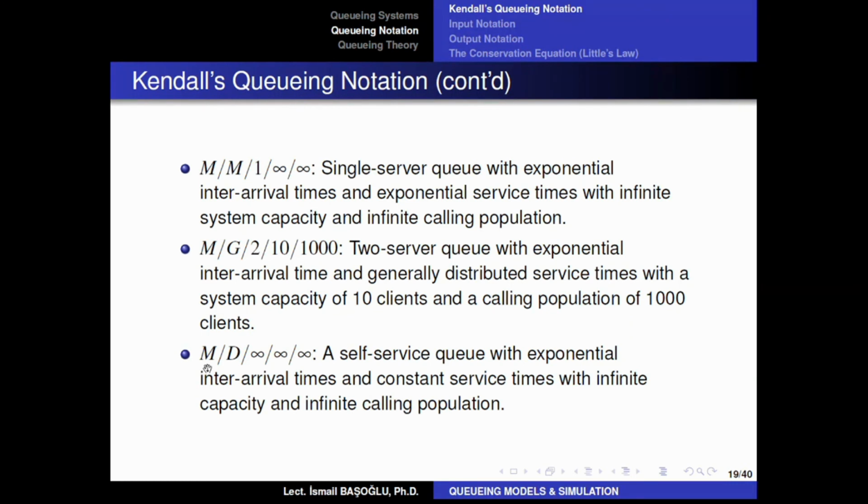And in the third example, we have interarrival times as exponential and the service times are constant. And we have a self-service system, infinitely many servers, and both the system capacity and the size of the calling population are infinite. So this is how we read the Kendall's notation to model the queues.